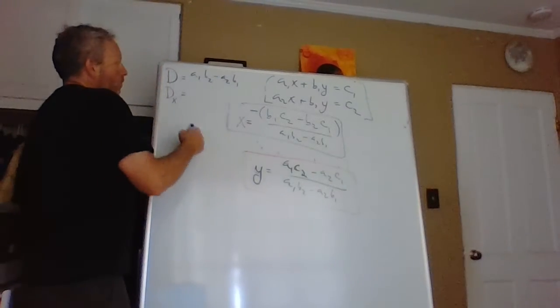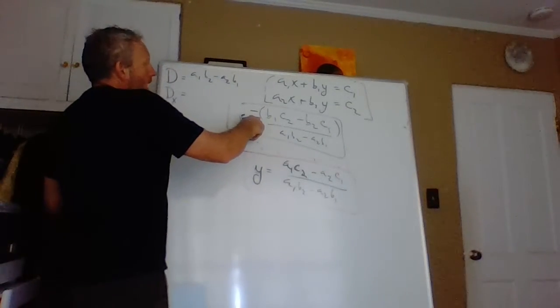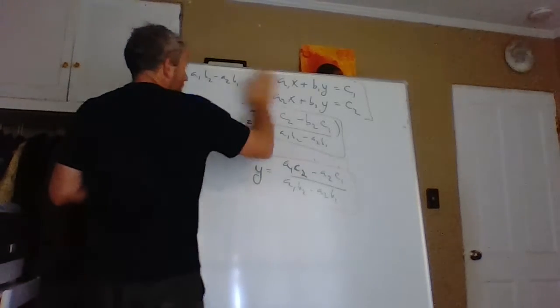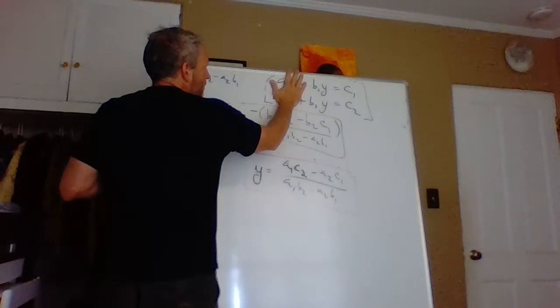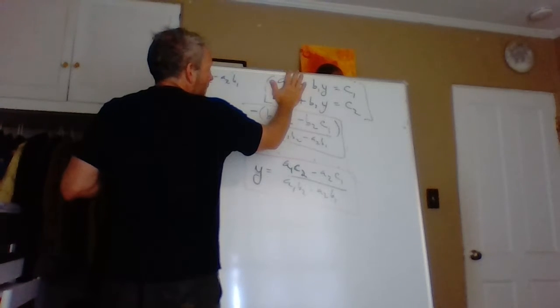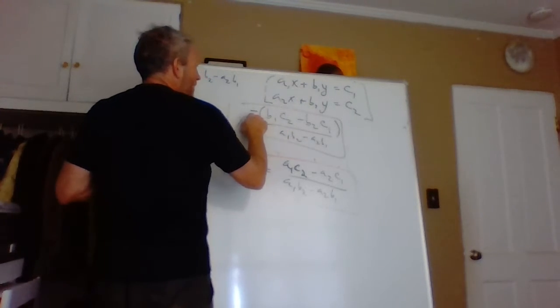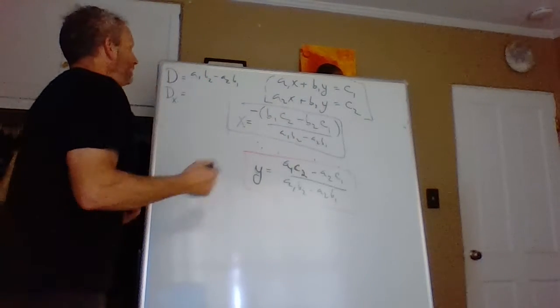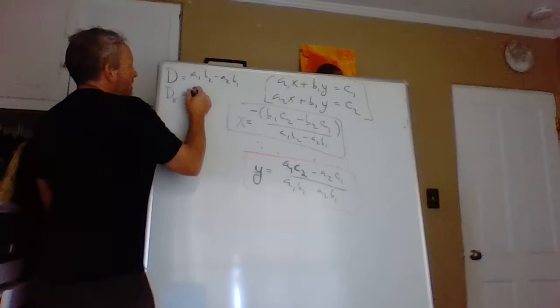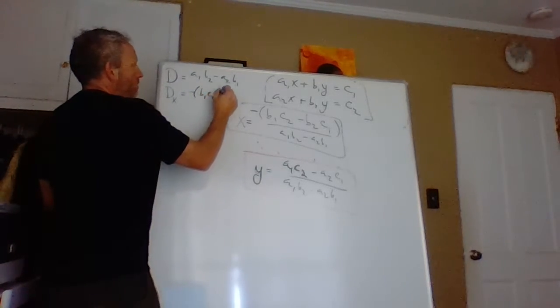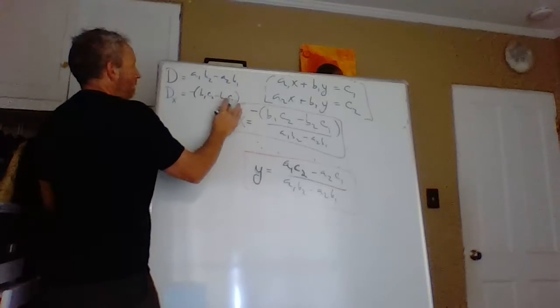Okay, so look what I have up here. I have this determinant, the determinant of this. Get rid of the y, but there, look. B sub 1, B sub 2, C sub 1, C sub 2. Except there's a negative sign out in front. So this is negative of B sub 1, C sub 2, minus B sub 2, C sub 1.